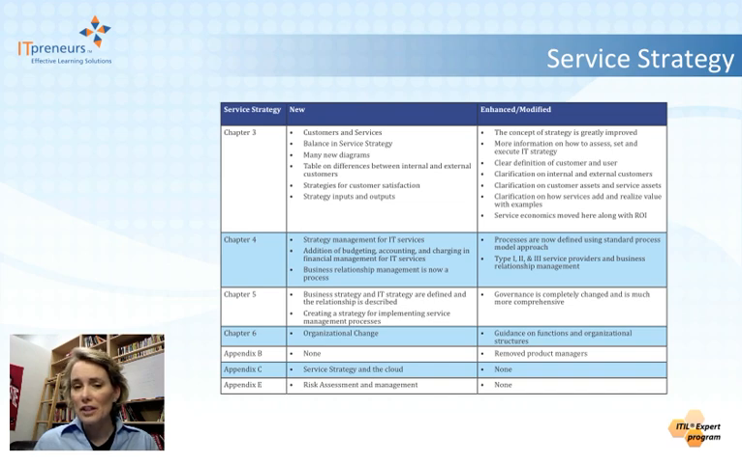So here we see better definition of customers and services, this balance in service strategy, new diagrams, looking at the differences between internal and external customers, strategies for customer satisfaction, and then this section on inputs and outputs. Very key new things we have there. The formal process now, strategy management for IT services, and I mentioned the budgeting, accounting, and charging being added in, and business relationship management. Now we've improved the concept of strategy, how to use information to establish our strategy, better definition of the difference between a customer and a user, and it gets into much more around the internal-external view than we had before. So a lot of really good stuff. We also see them integrating some of the cloud into the books, which wasn't addressed in the previous edition.